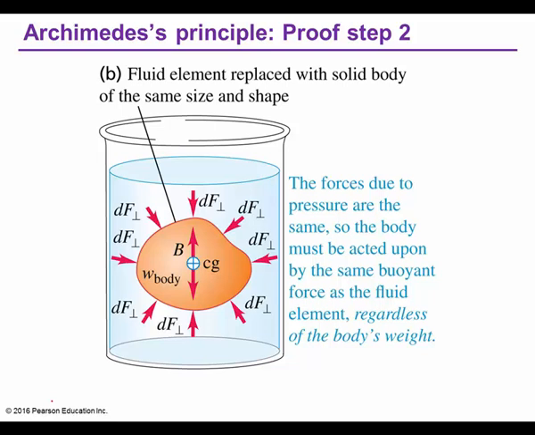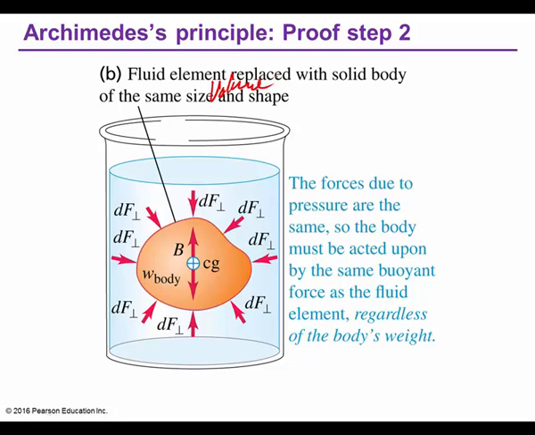Basically, Archimedes' principle says that the buoyant force is equal to the weight of the fluid that is displaced by the object. So the volume of the object matters, because notice they said the body has the same size. In other words, same size is volume, okay?